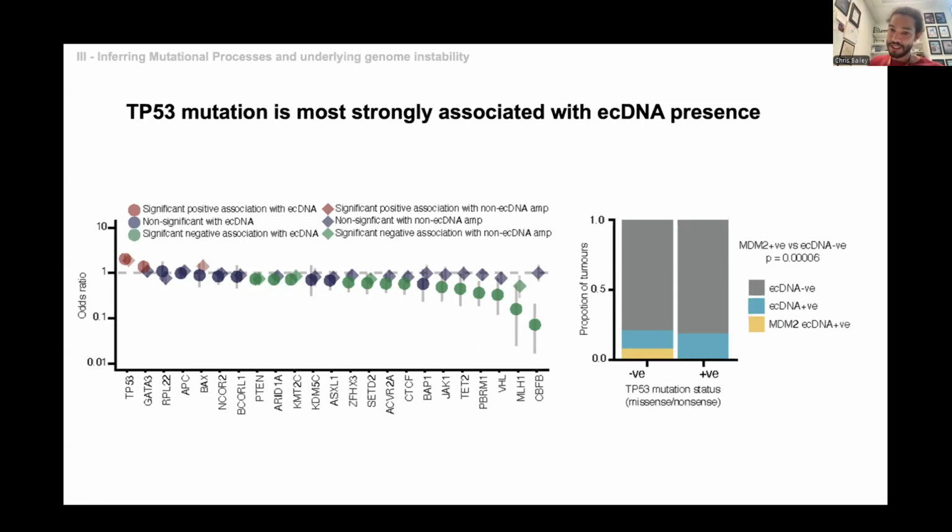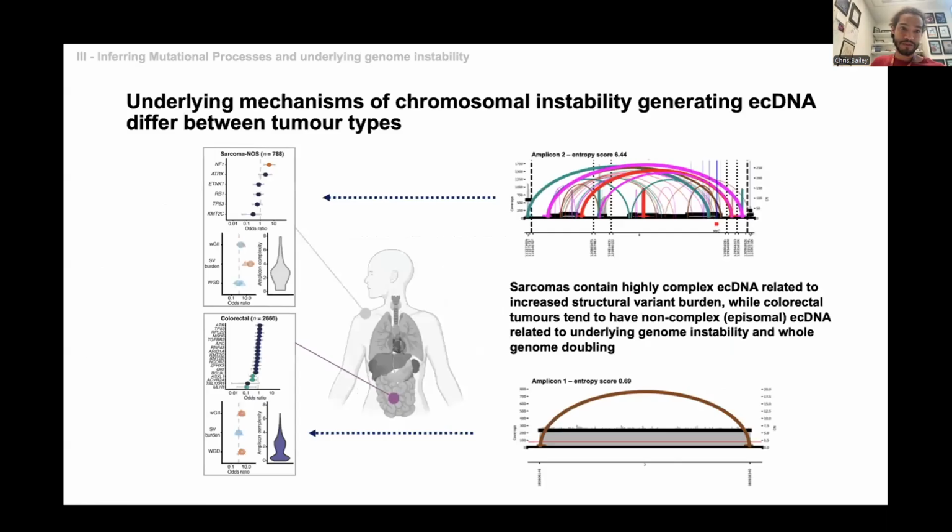with ecDNA presence. Interestingly, when we subsetted by MDM2 ecDNA only, we found a mutual exclusivity between TP53 status and MDM2 ecDNA status. So those samples that had MDM2 ecDNA were TP53 negative, despite the fact that across the cohort, TP53 mutations were most strongly associated with ecDNA presence.